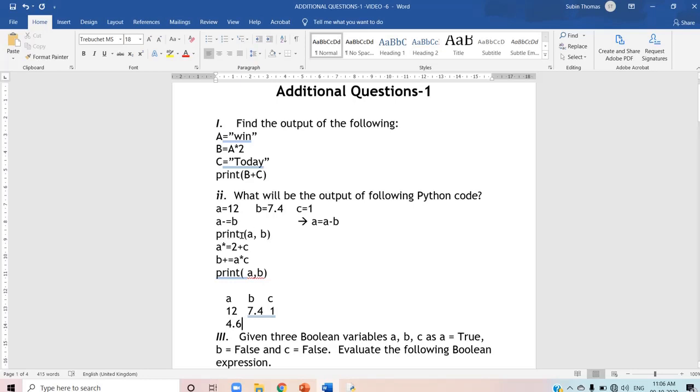Now the next statement, print A comma B. So now it will be printed there. You can write the output in a separate place. So I am going to write A. Now the new value of A will be taken there because the execution of that line is over. The latest value of A will be 4.6 and B will be 7.4 itself. This will be the first output.